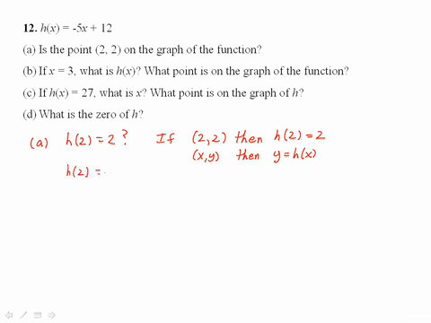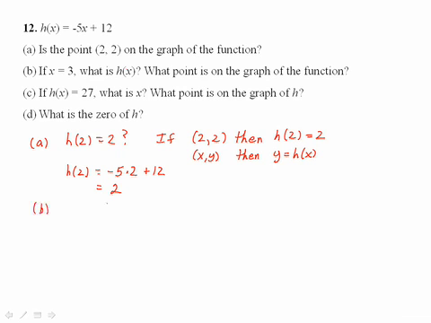h of 2 is going to equal negative 5 times 2 plus 12. Negative 5 times 2 is negative 10. Negative 10 plus 12 is 2. Because h of 2 equals 2, the point (2, 2) is on the graph of the function.